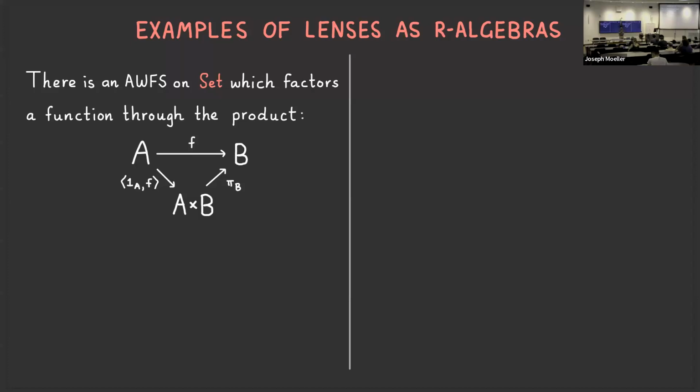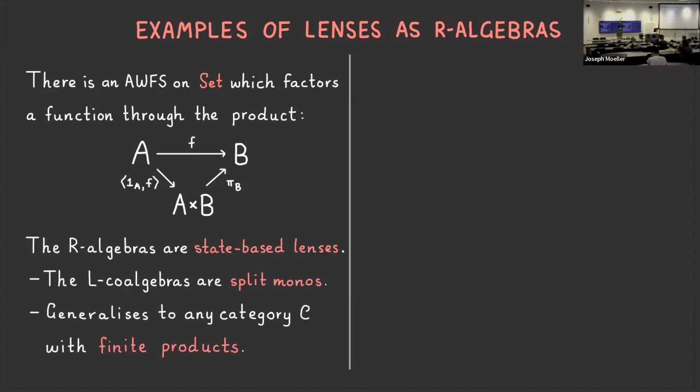So for example, if we take Set, we take a function in Set and we factorise it through just the Cartesian product. We can always do that. Then this is giving us an algebraic weak factorisation system on Set. And if we take the monad of this algebraic weak factorisation system, the R-algebras are exactly the state-based lenses that we are familiar with.